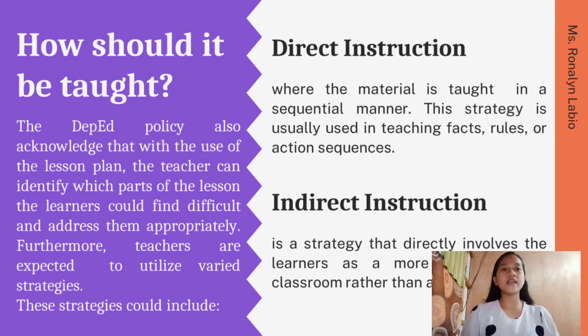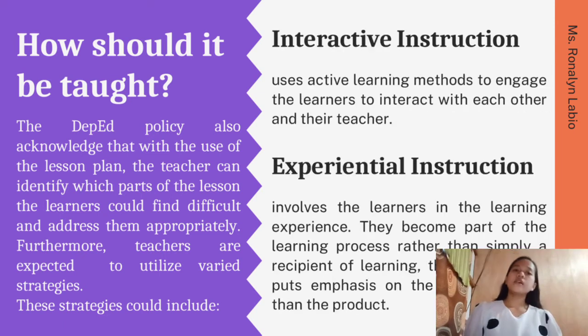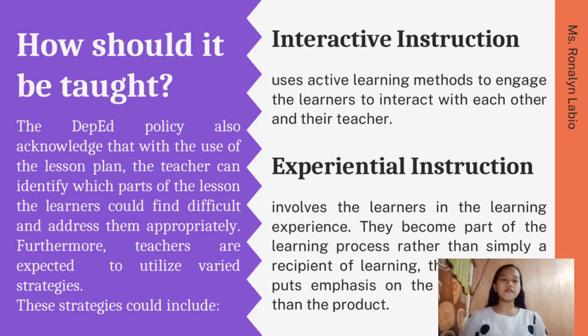Second strategy is indirect instruction. It is the strategy that directly involves the learners as more active in the classroom rather than passive ones. So the third is interactive instruction. It uses active learning methods to engage the learners to interact with each other and their teacher. So, interactive instruction is when students learn through social interaction. Examples of interactive instruction include group discussion, question and answer sessions, debates, and tutoring.